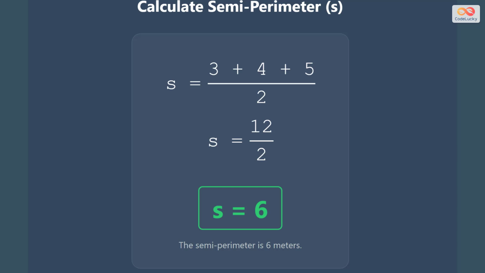First, we calculate the semiperimeter, S. We add 3 plus 4 plus 5, which gives us a total perimeter of 12. We then divide 12 by 2. This gives us a semiperimeter of 6.